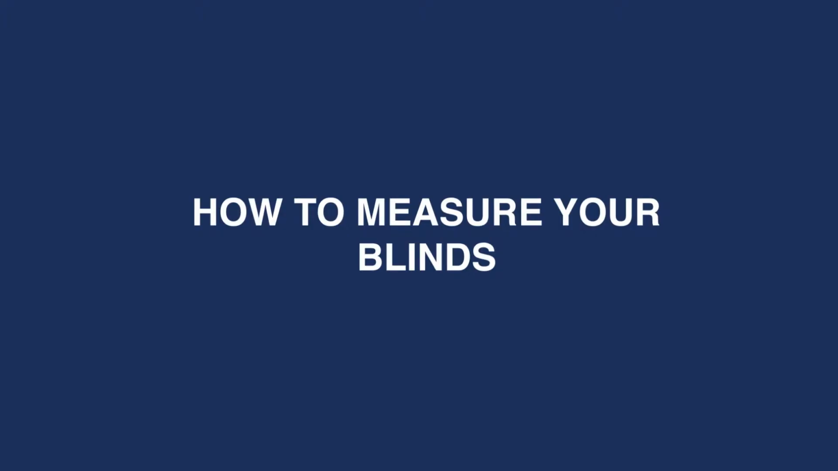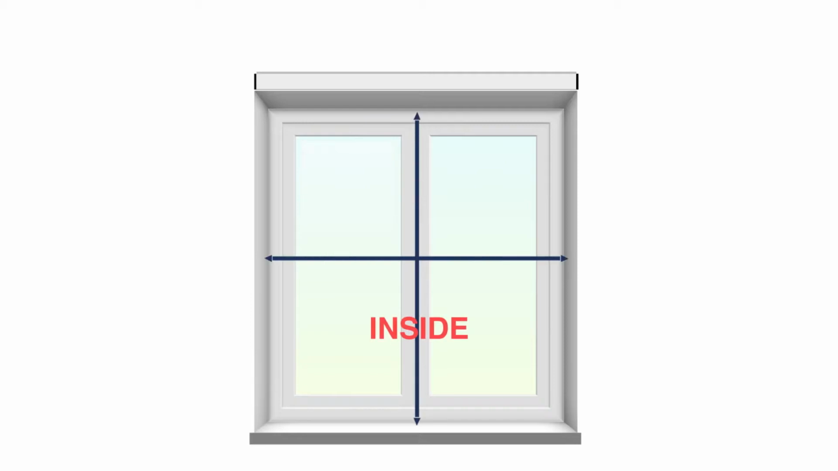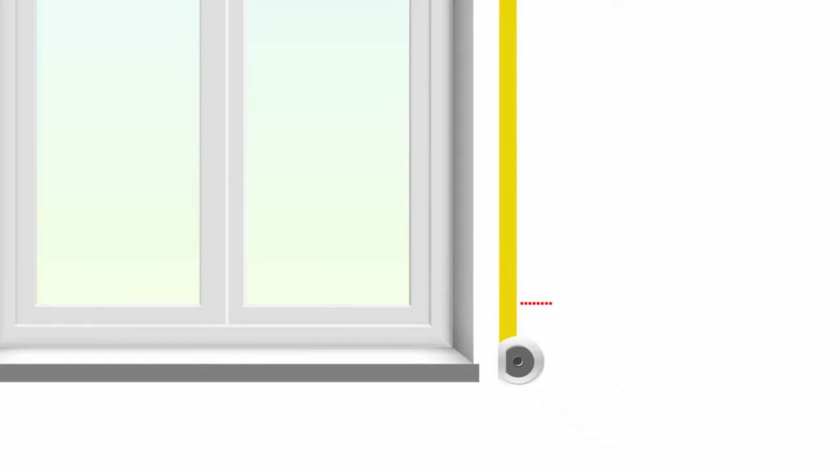Measuring for blinds. Now, blinds can sit either inside or outside a window recess. It's important to decide which you want before taking your measurements. Measurements must be in full centimetres. Where your measurement falls in between two whole centimetres, always round down to the nearest centimetre.